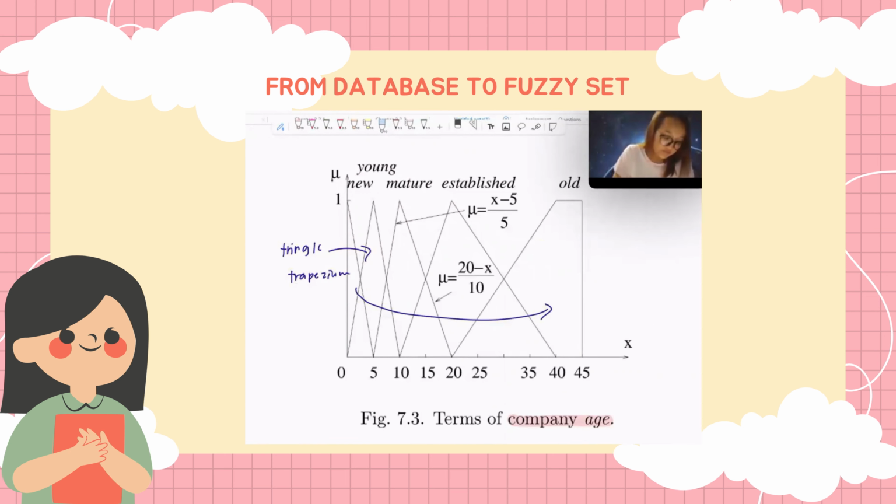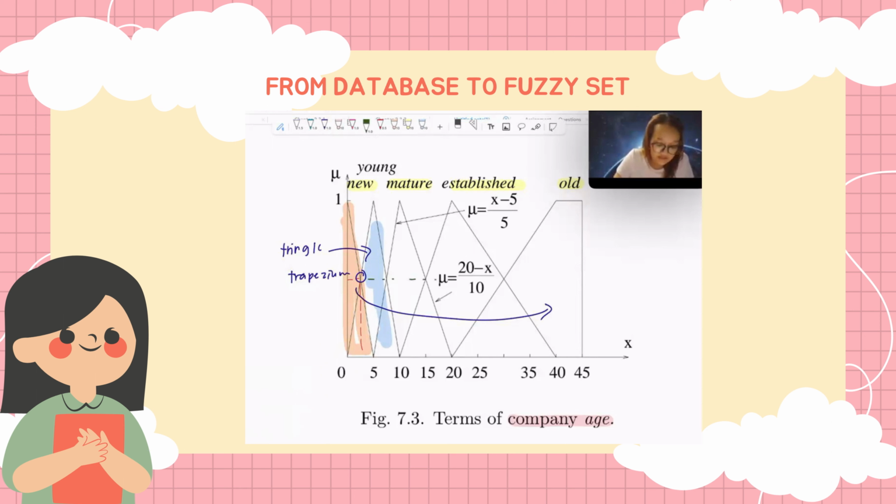So in this company age, we can see there are new, mature, established, and old. When the company was just built, it was in this new one. And at this point, the company begins to be a little bit new and a little bit mature, and into the mature phase. So at this point, the company starts to go into the mature phase. So this will be the mature phase, and it is the same for the other terms.